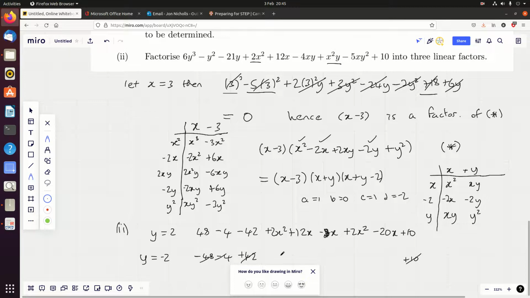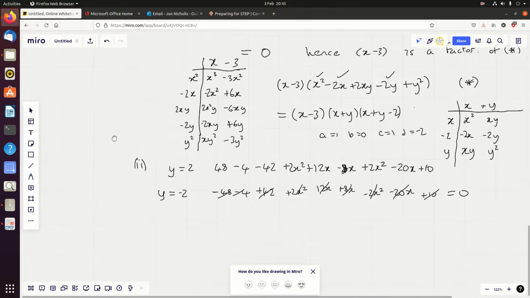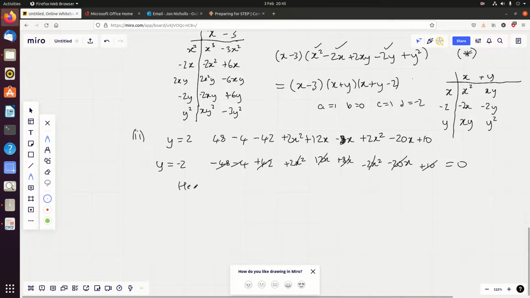Now you're going to have your 2x squared, but that's going to cancel with the minus 2x squared over here. Your 12x is there. Now this time you're going to have plus 8x. And over here, you're going to get minus 20x still, and hence, somewhat beautifully, it equals 0. And hence, to make it real clear to the examiner once again that you've worked out what's going on, y plus 2 is a factor.